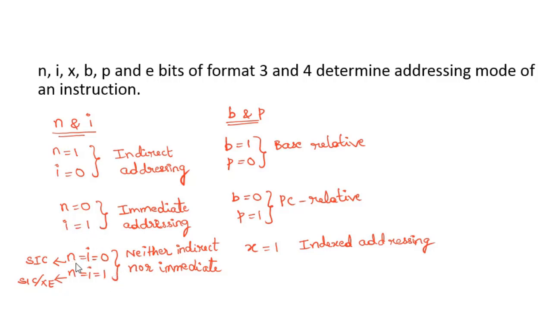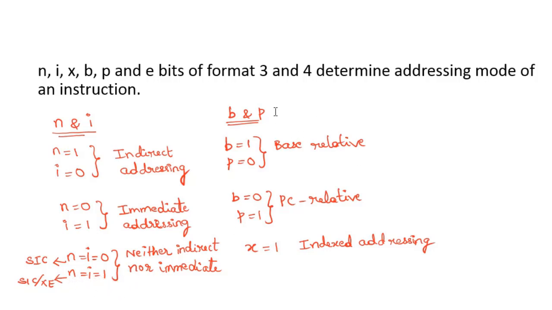What happens when both N and I values are 0 or when N and I values are 1? That is considered as neither indirect addressing nor immediate addressing. To represent neither indirect nor immediate form of addressing in SIC programs, we will use N and I both values to be equal to 0. And to represent the same in SIC-XE, we will make both N and I values equal to 1.